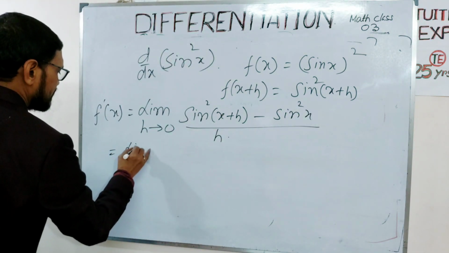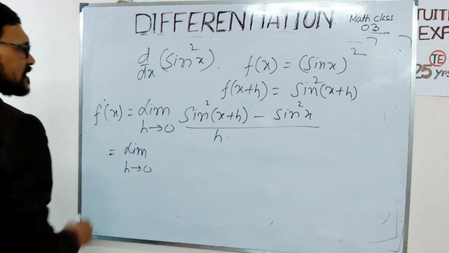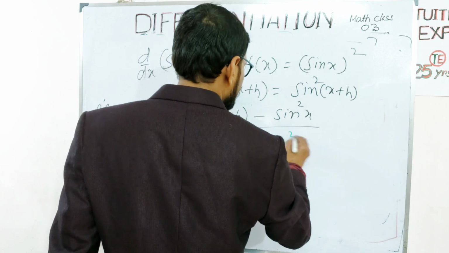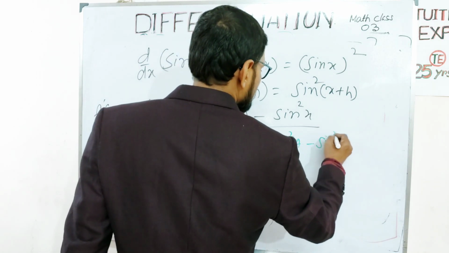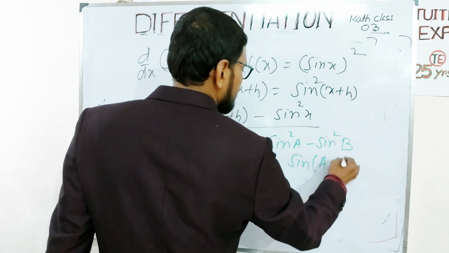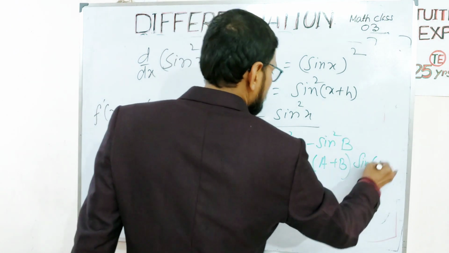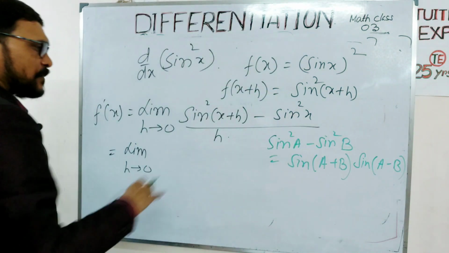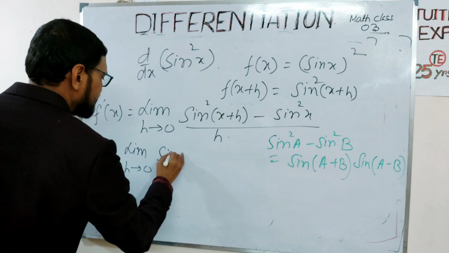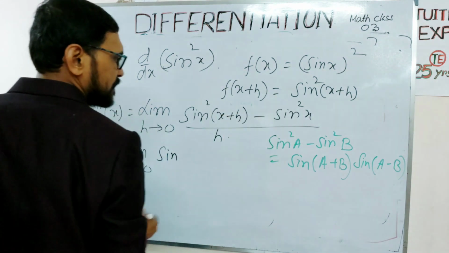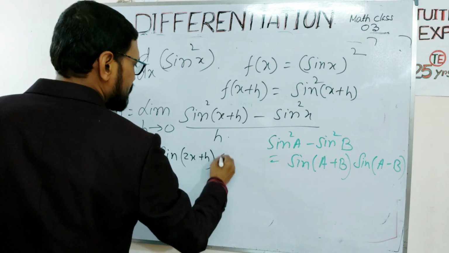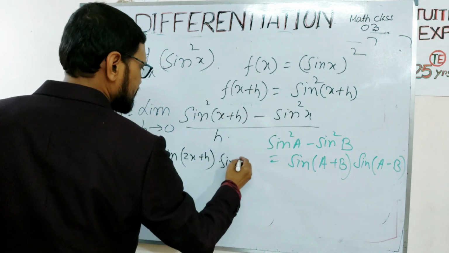So use the formula sin square a minus sin square b. The formula is sin square a minus sin square b equal to sin a plus b into sin a minus b. So this result becomes sin a plus b, that is sin of 2x plus h, into sin a minus b, that is this minus this, sin h, by h.